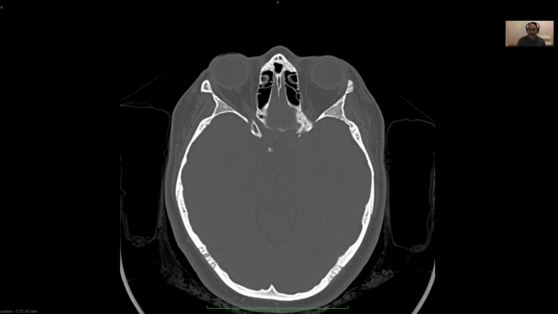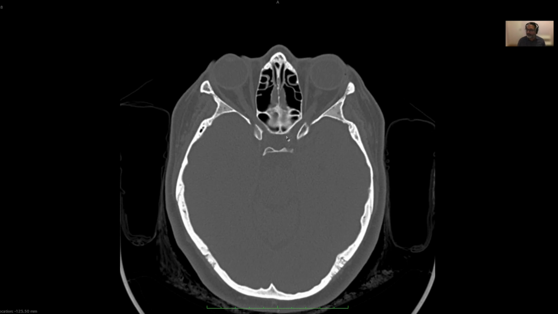So what goes through the superior orbital fissure? Cranial nerves 3, 4, and 6. So all the motor nerve supply to the eye. Cranial nerve 3, oculomotor, trochlear, and abducens nerves. And V1, which is V for 5. So the trigeminal nerve, the first part of the trigeminal nerve, which is the ophthalmic division of the trigeminal nerve, also goes through here.